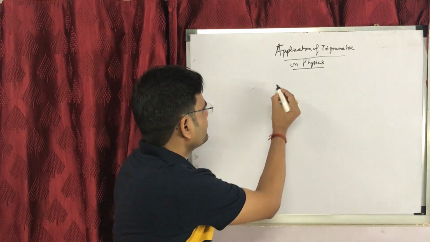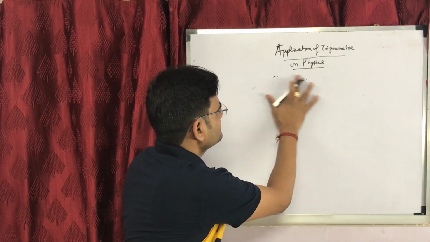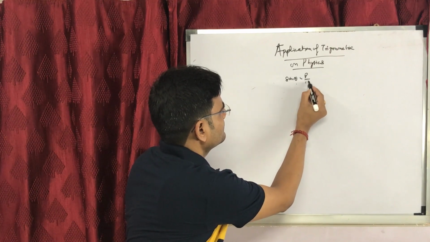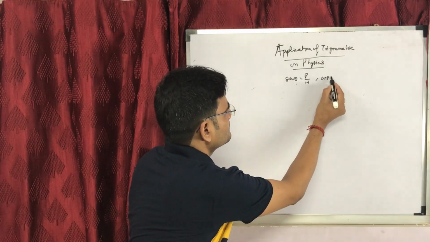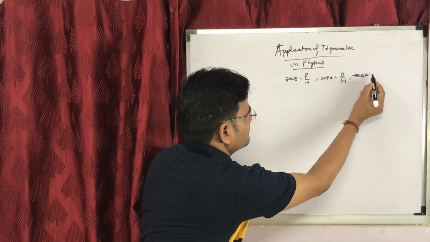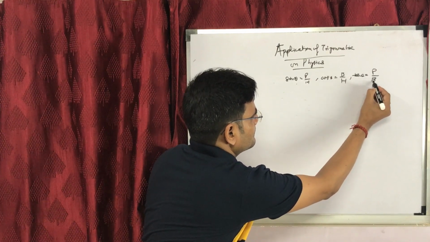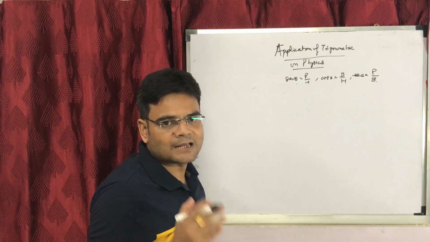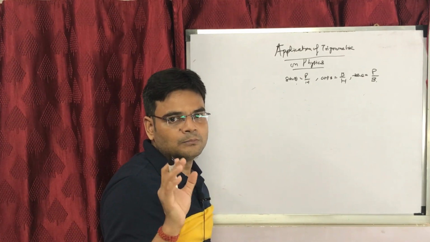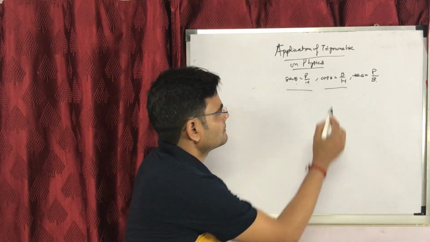Everybody knows sine theta is equal to perpendicular by hypotenuse, cos theta is base by hypotenuse, tan theta is p by b. So what is its application in physics? Particularly physics in motion we very much apply these.